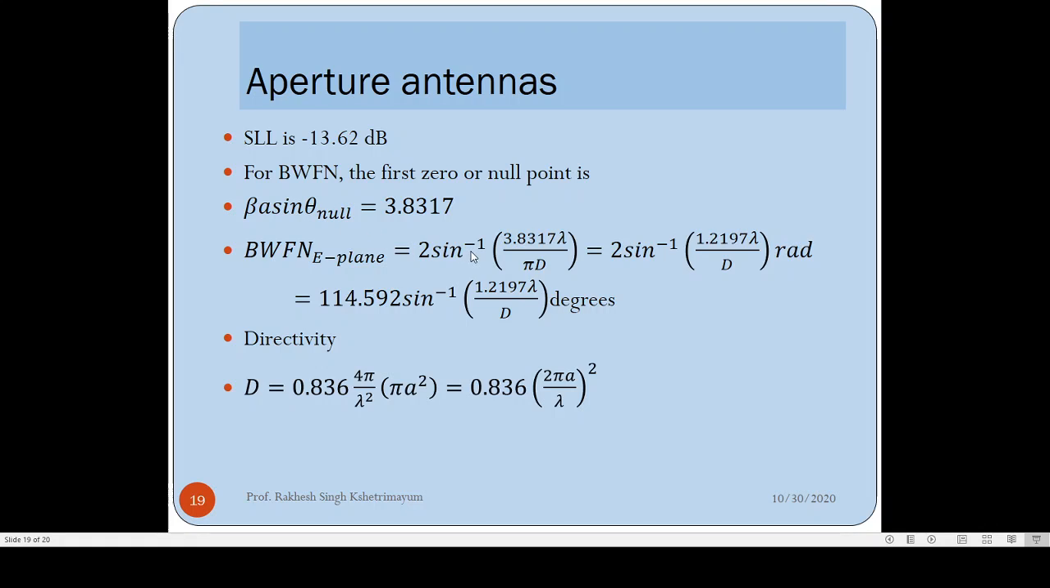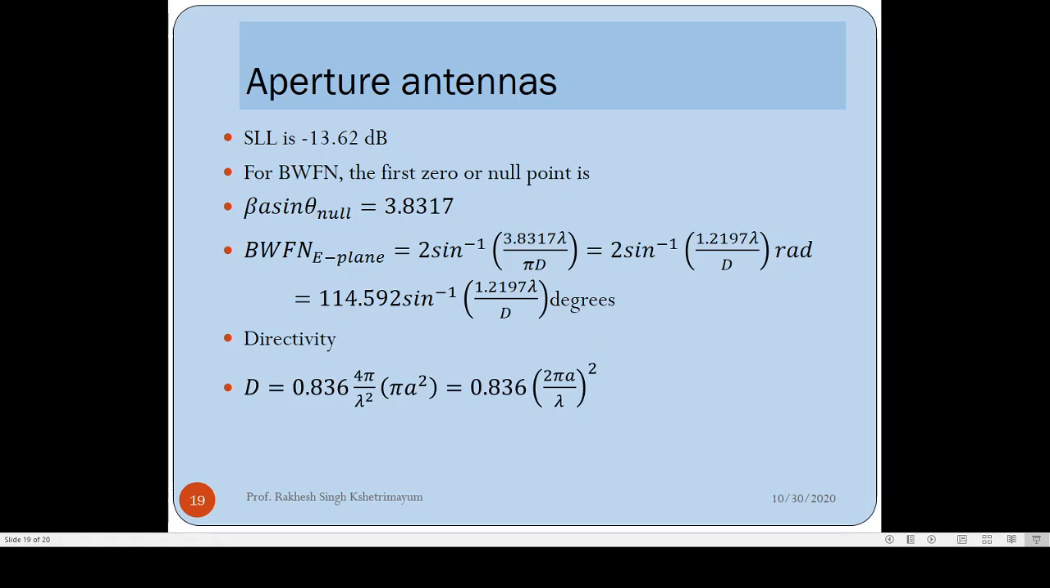Theta null you can find out as sine inverse of this divided by this. So it becomes sine inverse of 1.2197 lambda by d in terms of radian. In terms of degree, it turns out to be 114.592 sine inverse 1.2197 lambda by d in terms of degrees.